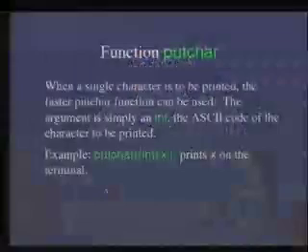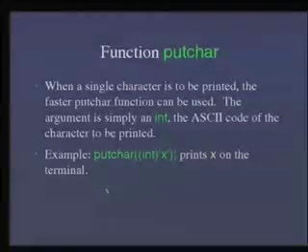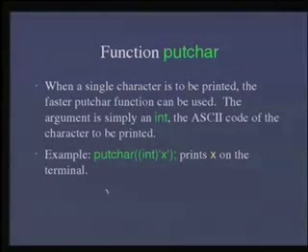Okay, let's now come to a simpler output function, that's the putchar function. So this function can be used instead of printf when we want to print just one single character on the terminal, and we would usually prefer to use putchar instead of printf because putchar is usually faster. So if what we want to print is just a single character, we can use putchar instead of printf. The argument to putchar is an integer of type int, which must be the ASCII code of the character that we want to print. So for example, if we want to print x on the terminal, then we can use this kind of a statement.